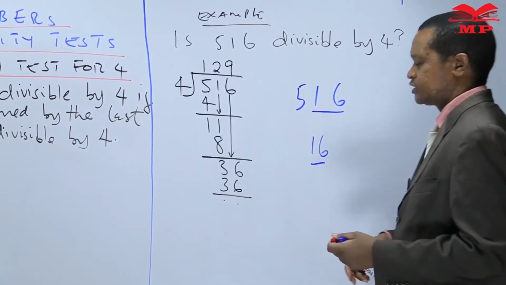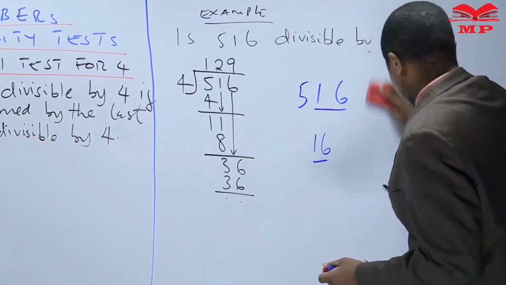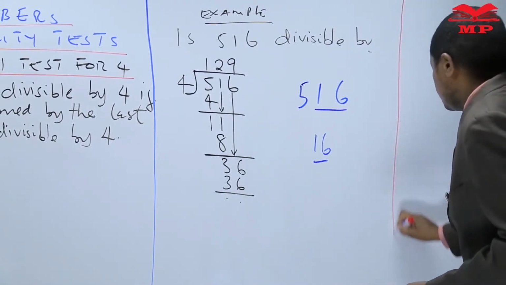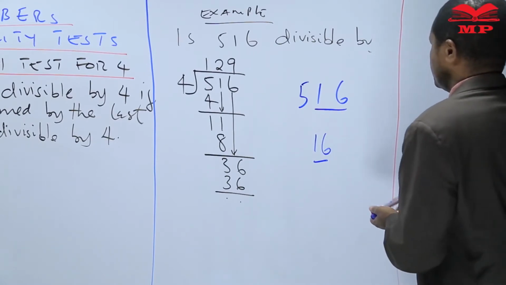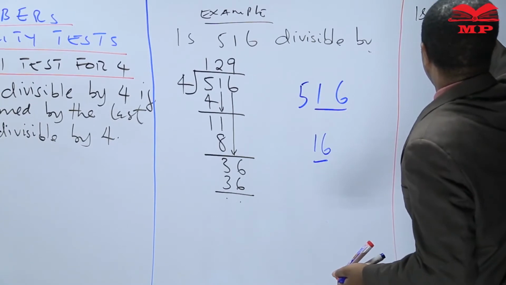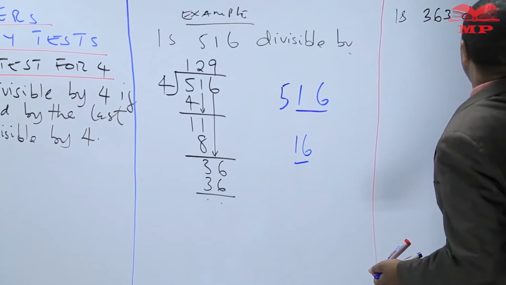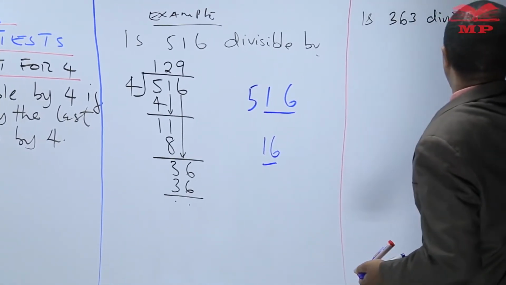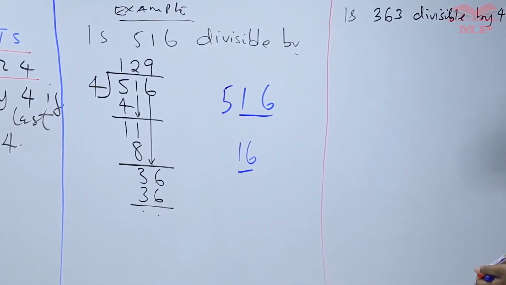Now learners, I want us to try another example here. Example 2: Is 363 divisible by 4? Is 363 divisible by 4?